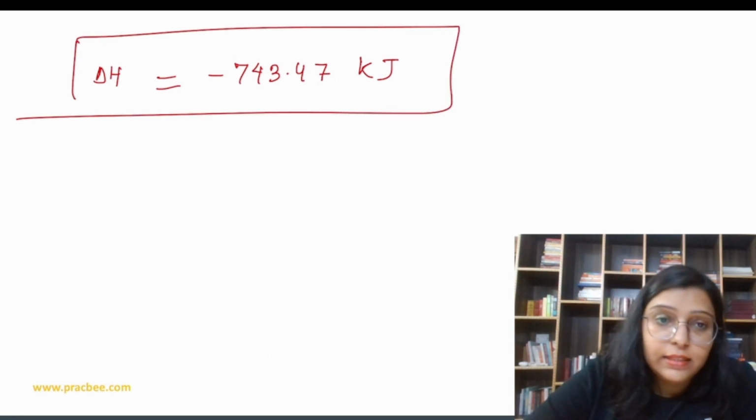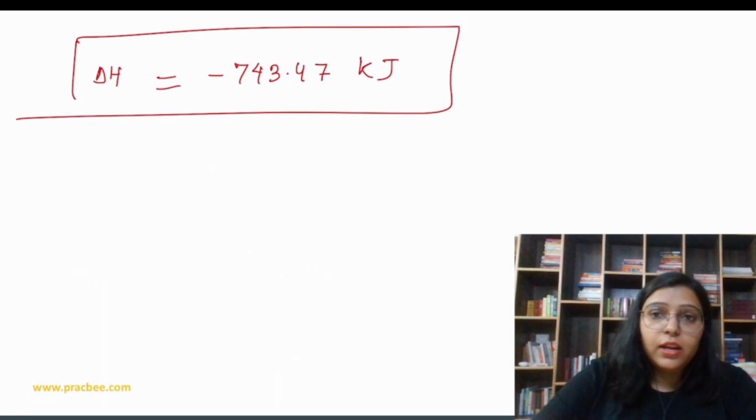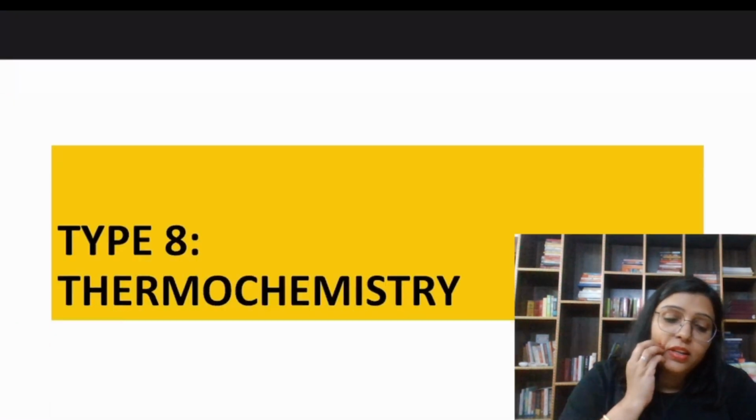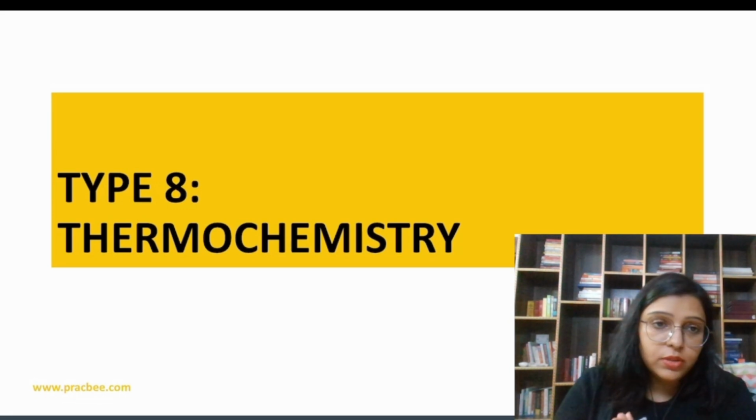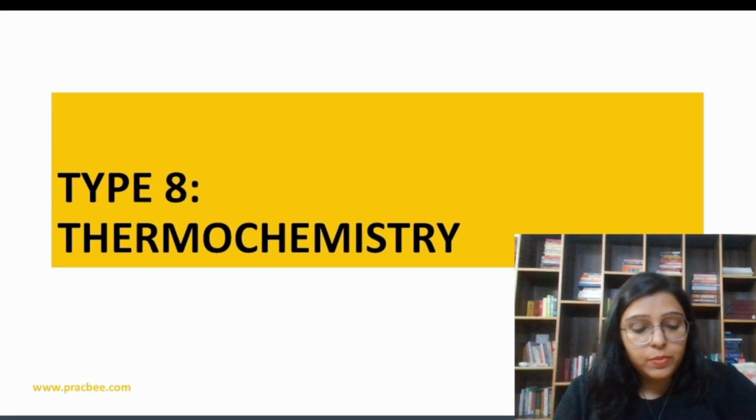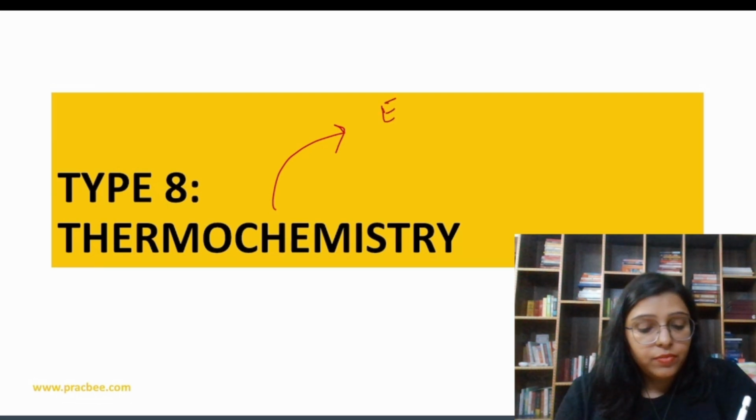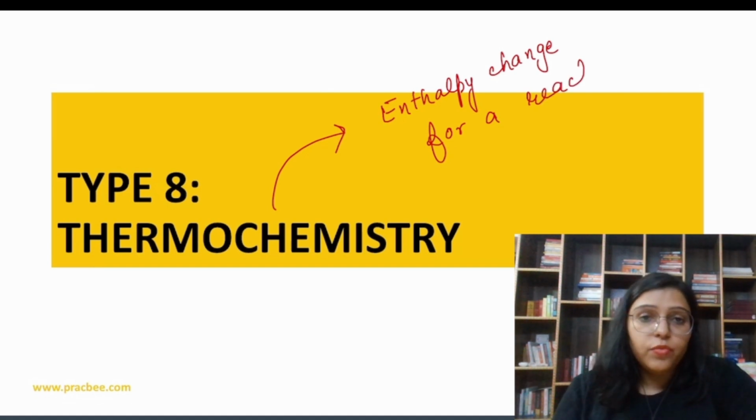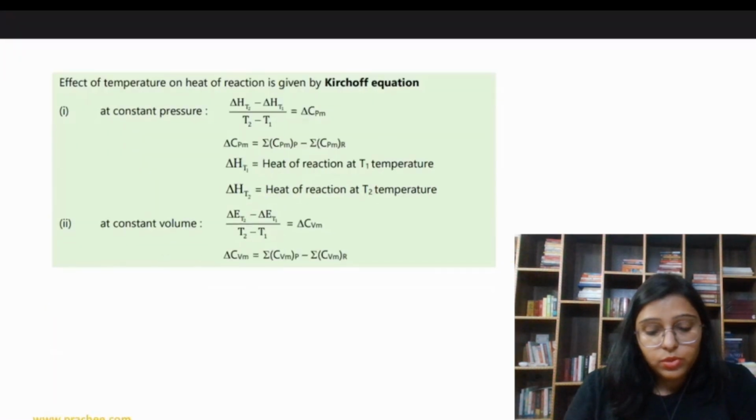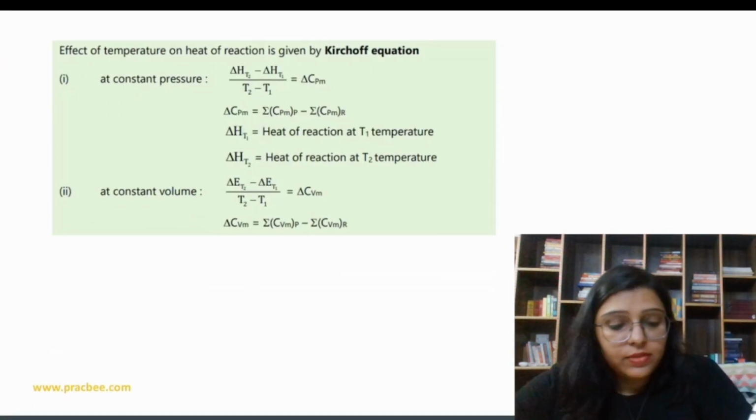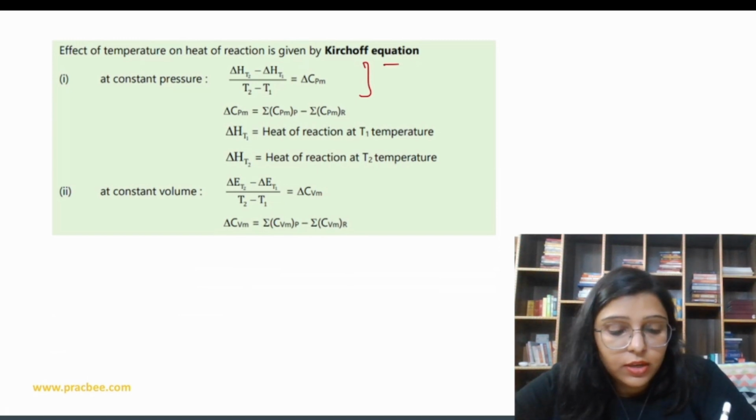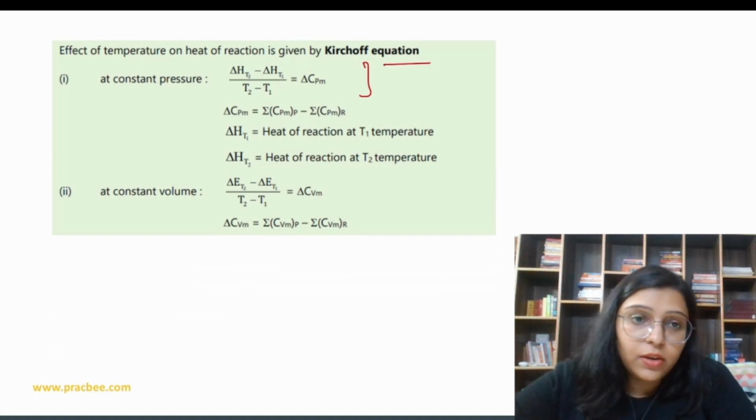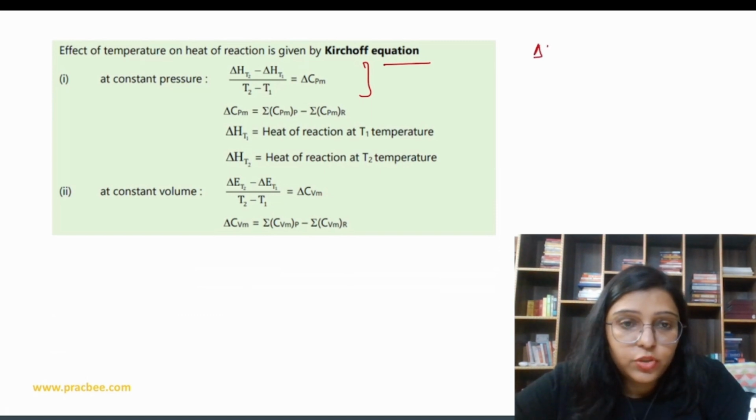Okay, that's it. We are now moving to the next problem type, the last problem type, in which we are going to discuss some questions related to thermochemistry. In thermochemistry we find the enthalpy change for a reaction. So let's do the question. Before doing the question, we have certain important formulas. This is the Kirchhoff's equation. Enthalpy is dependent on the temperature, so we can find the enthalpy change at different temperatures.